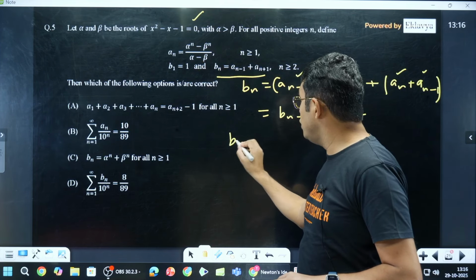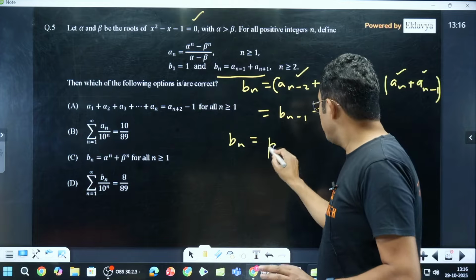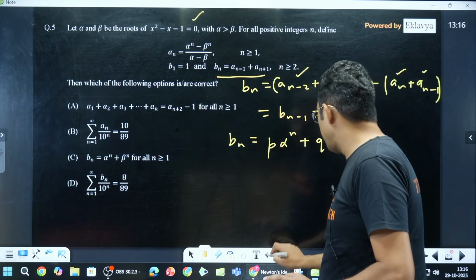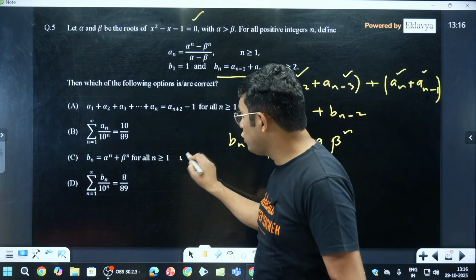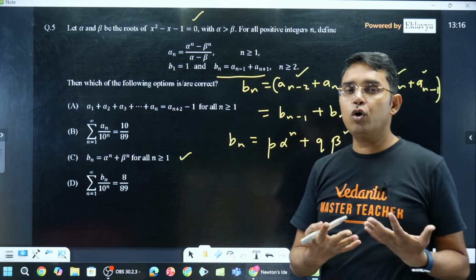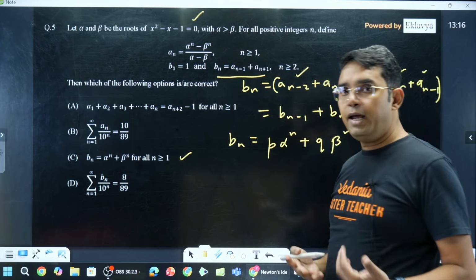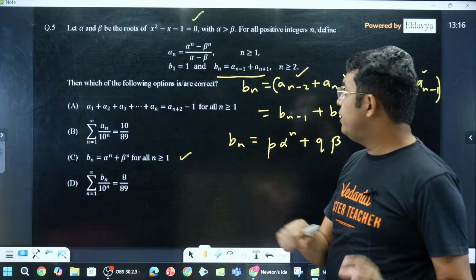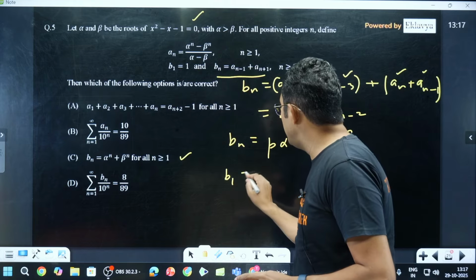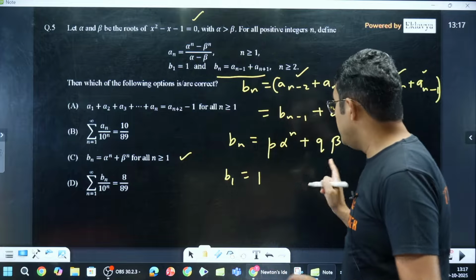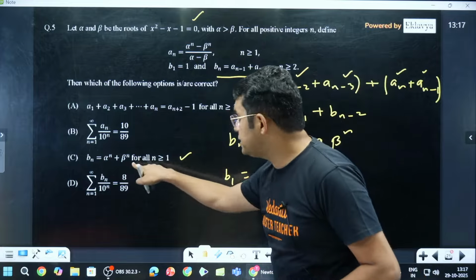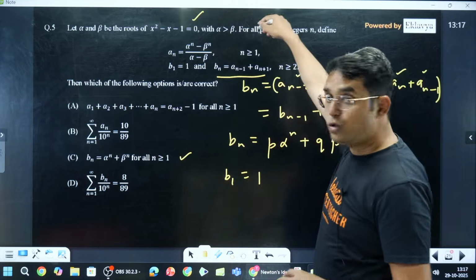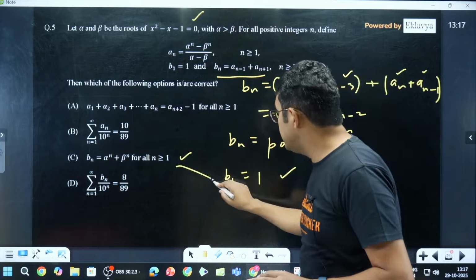So this Bn should also be coming from P into alpha power n plus Q into beta power n. Okay, now we have to check for this option whether my P and Q are 1 or not. We just have to check whether P and Q are 1 or not. Now to check that, I think we may use initial values of B1, B2. So B1 they have already given as 1. Okay, so if B1 is 1, you can see if this relation is to be valid, alpha plus beta has to be 1, which is actually the case. So B1 is actually satisfying this relation.